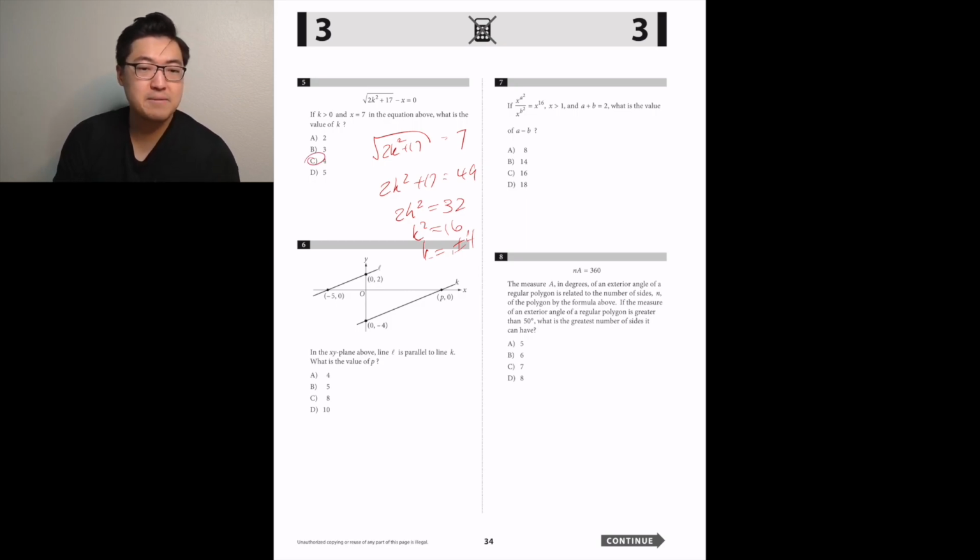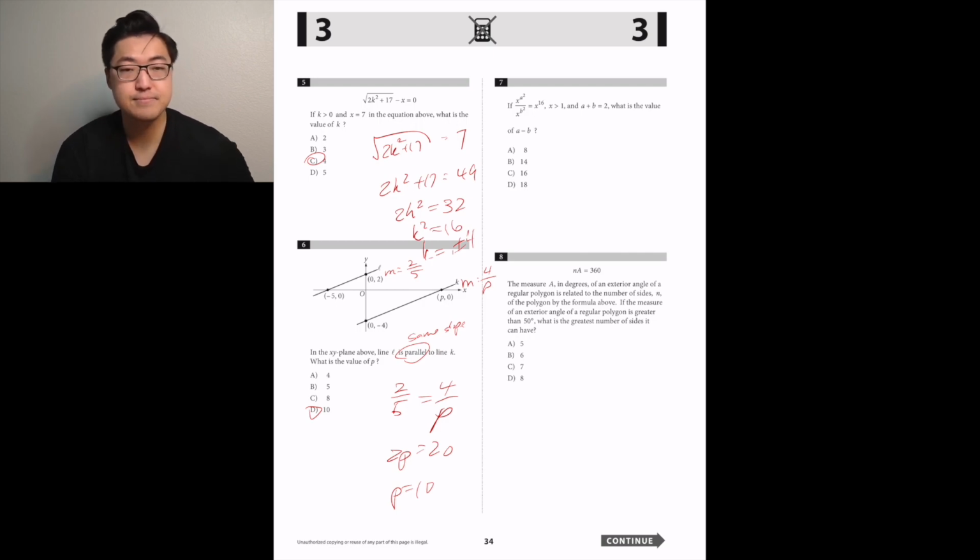Oh, 6. In the xy plane above, line L is parallel to line K. What's the value of P? Oh, okay, so these slopes have to be equal. So y2 minus y1 over x2 minus x1 of both of these should be equal to one another. So 2 minus 0 over 0 minus 5, so 2/5 should be equal to 0 minus 4 over p. 2/5 is equal to 4 over p. So 2p is equal to 20. So p is 10.